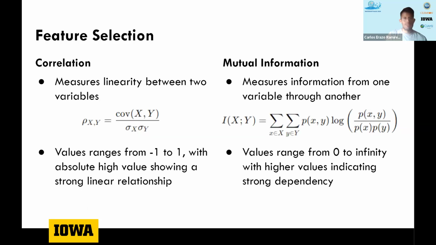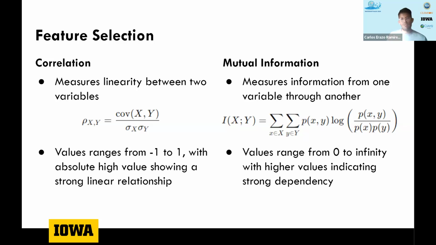Now, what is feature selection? Again, we have correlation, which measures the linearity between two variables. This is done by the covariance between two different subsets. The values for the correlation are between -1 and 1. If you have a very high correlation, it means that you have a strong linear relationship. What is a strong linear relationship? It rains here in Iowa, and there's going to be an increase in the stream flow, right? That's something where I'm probably going to have a very high correlation.